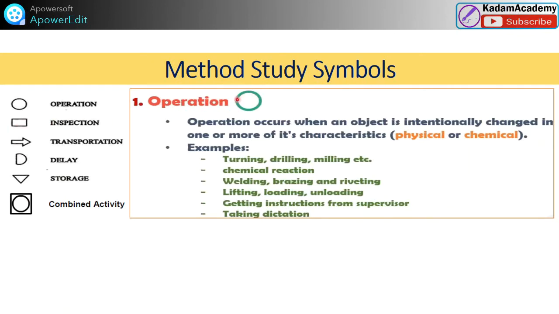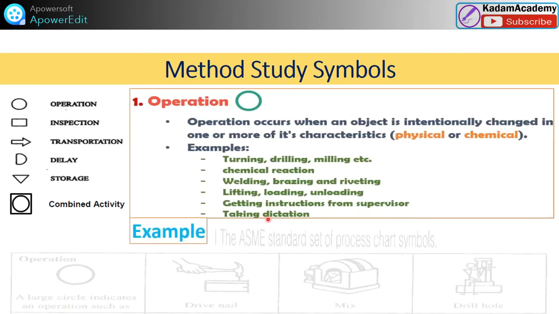The operation is represented by the circle. This operation symbol is used in the various charts or diagrams when an object is intentionally changed in one or more of its characteristics, physical or chemical. For example, turning, drilling, milling, chemical reaction, welding, brazing, riveting, lifting, loading, unloading, getting instructions from a supervisor, or taking dictation. These are examples of operations.